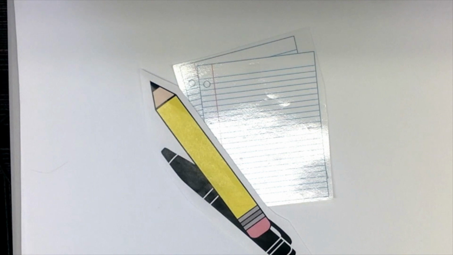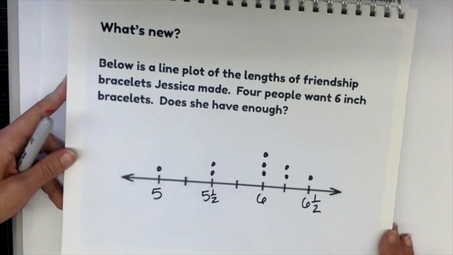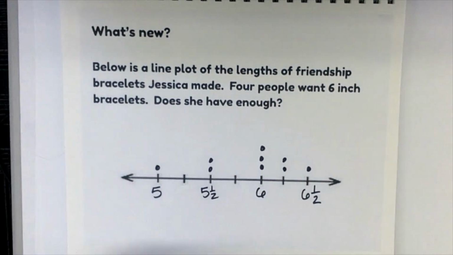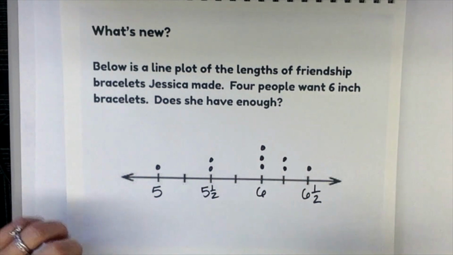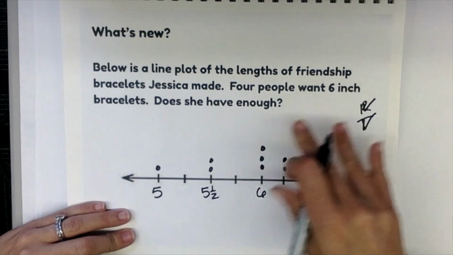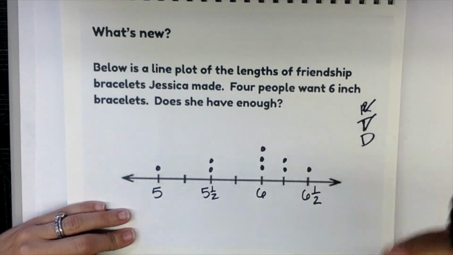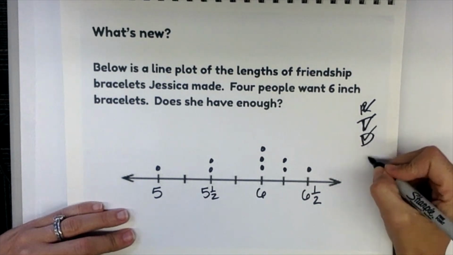Okay, for what's new today, grab your writing tool and paper or marker board to get started. And here is our first problem. Below is a line plot of the lengths of friendship bracelets Jessica made. 4 people want 6-inch bracelets. Does she have enough? So we're going to interpret this data that we have here. We read this. We're thinking. We're going to interpret. We're going to look at what we have. We don't really need to draw anything because it's already drawn for us, but we should write a sentence.